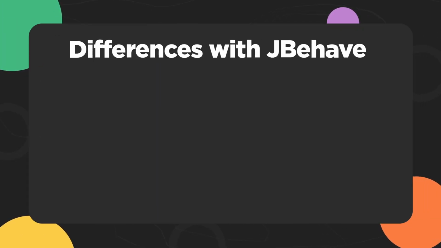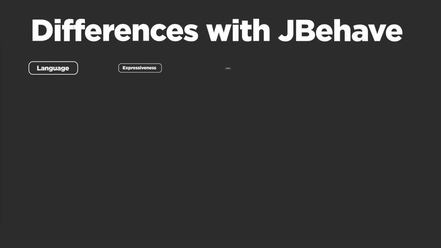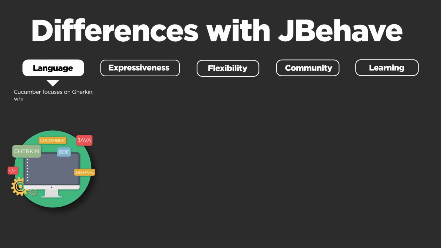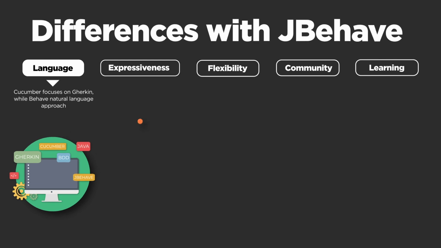Let's discuss the main similarities and differences between JBehave and Cucumber in Java. Cucumber uses the Gherkin language, a domain-specific language designed for BDD. JBehave uses a more natural language approach that allows for flexibility in writing scenarios. It can be an advantage for teams who prefer a more flexible approach to writing their tests.